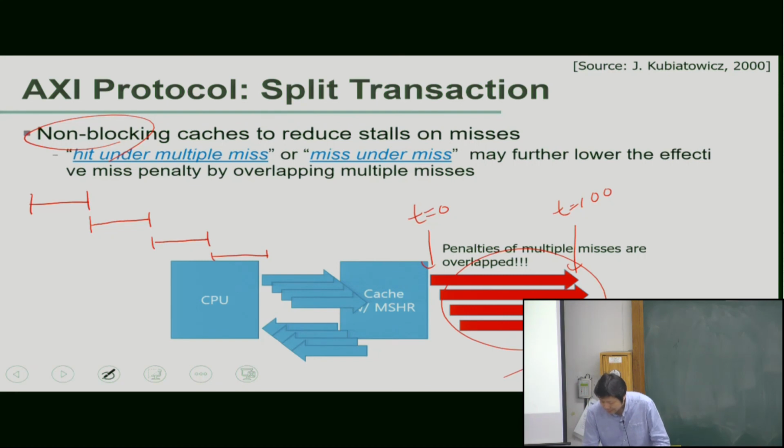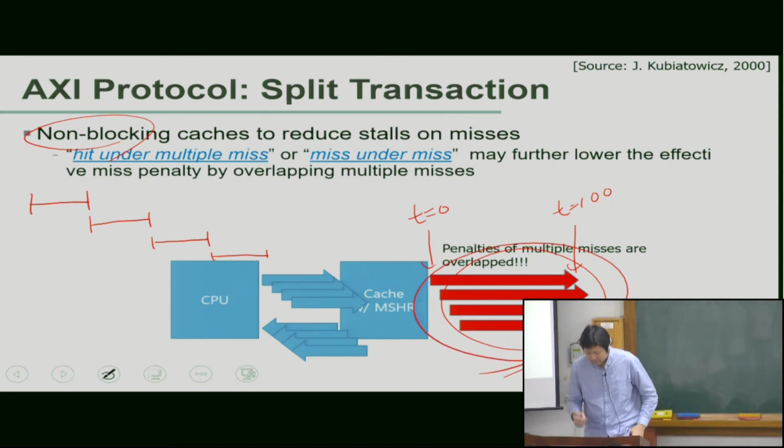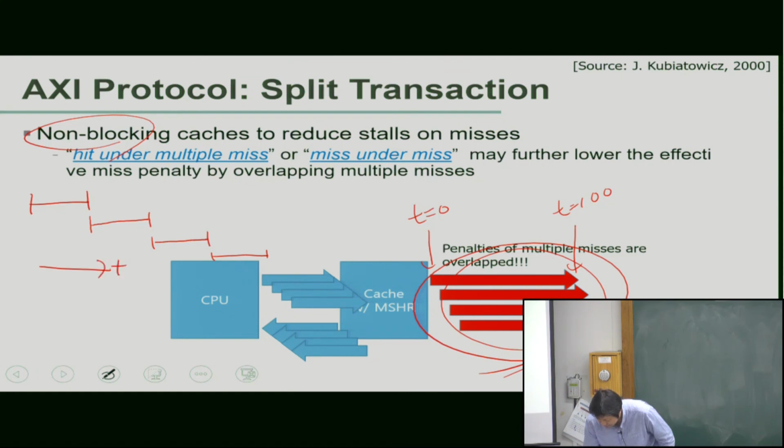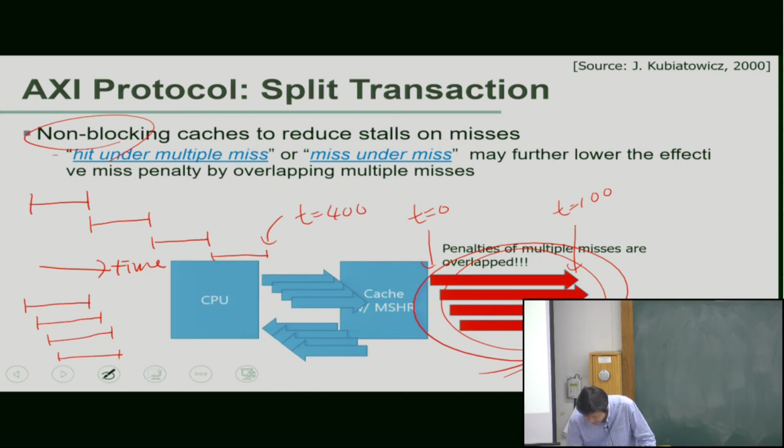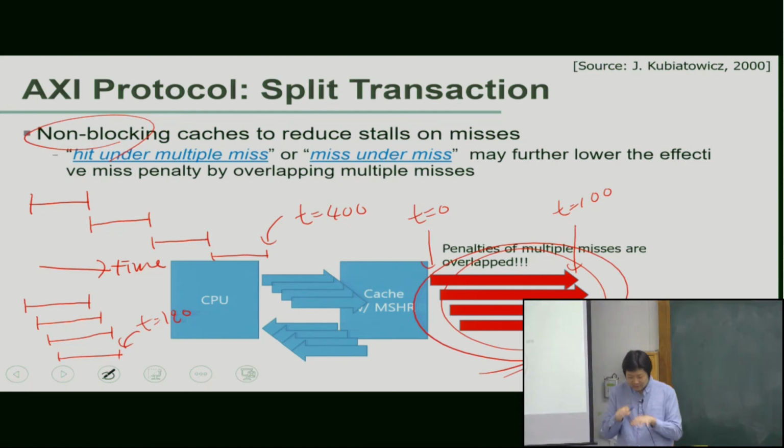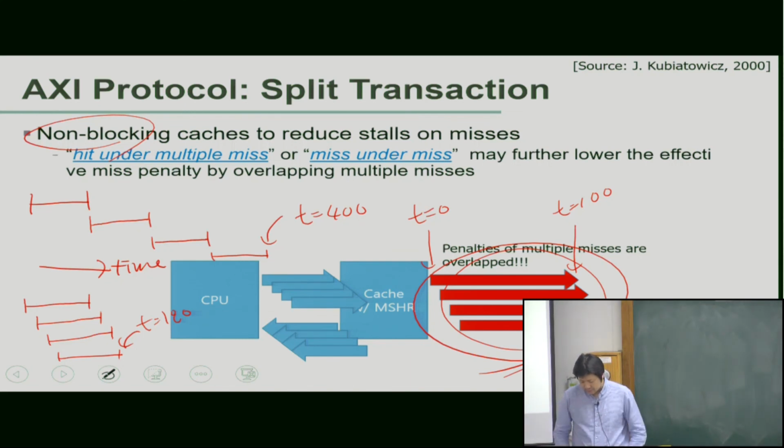But in this case, if you allow multiple outstanding misses, then let's say this is time. The timeline will look like this: the first one, second one, third one, fourth one, like this. So overall, this one actually comes back at time 400, and this one may come back at somewhere like T180, right? Because we can now overlap the latency of the multiple cache misses, so this hides some of the penalty of the cache miss.